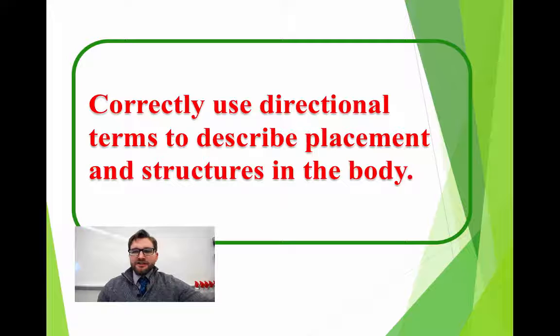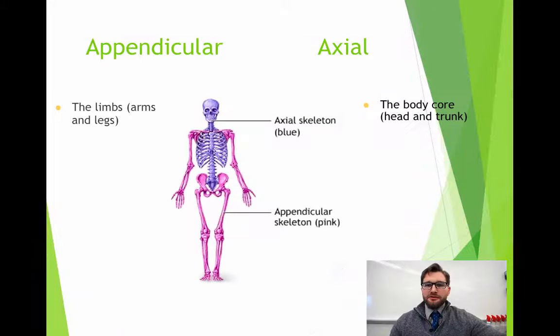We need to look at directional terms. The reason we look at directional terms is to describe placement and structures in the body. First, looking at the skeleton. The axial skeleton is the head and the trunk of the body. The appendicular skeleton are the appendages, the arms and the legs. Also, it's important to note that this includes the hip girdle.